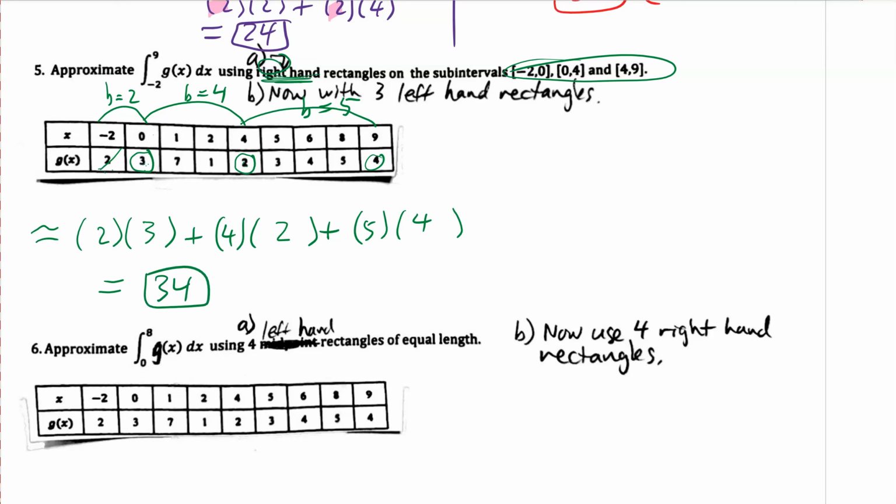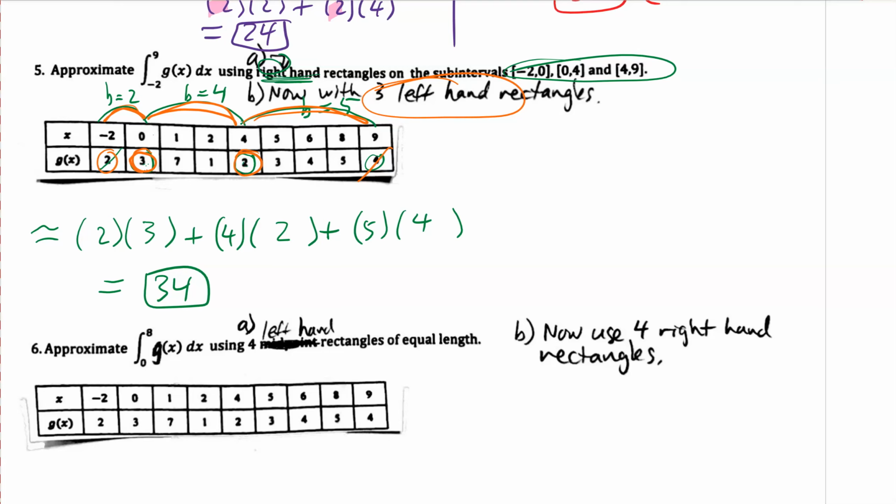All right. Switching over to the left-hand rectangles. Same concept, but now we're going to use the 2. That's the left side of this little subinterval. And then for this subinterval, we'll use the 3 because that'll be the height for that subinterval, ignoring the 2. And then the third subinterval, we'll use the 2 and not the 4.